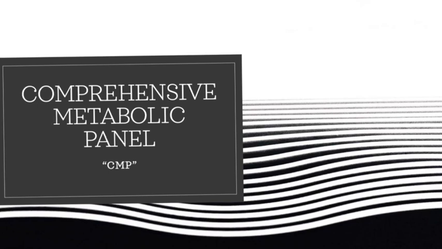Now, let's break down the individual components, starting with glucose. Elevated glucose levels, particularly in a fasting state, often point towards diabetes. It's crucial to follow up on abnormal results with confirmatory diabetic testing.